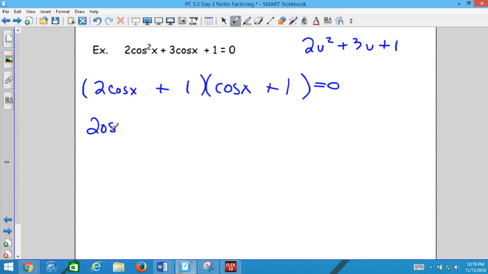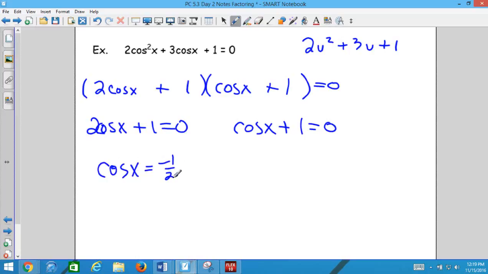So 2 cosine x plus 1 equals 0, and cosine x plus 1 equals 0. And we solve each of those. This one is cosine x equals negative 1/2. And this one is cosine x equals negative 1.